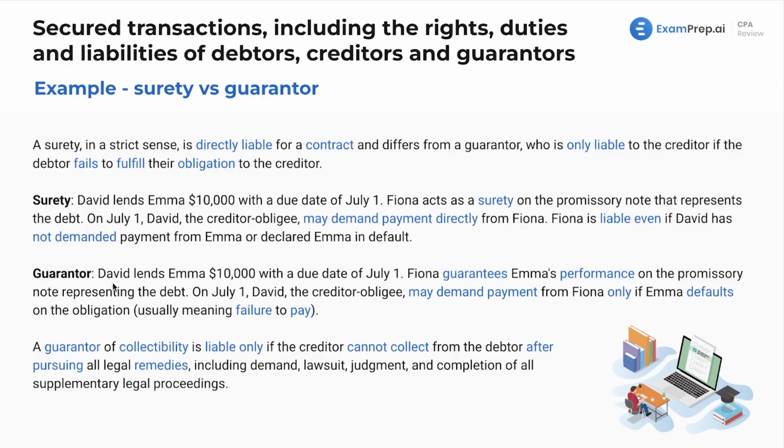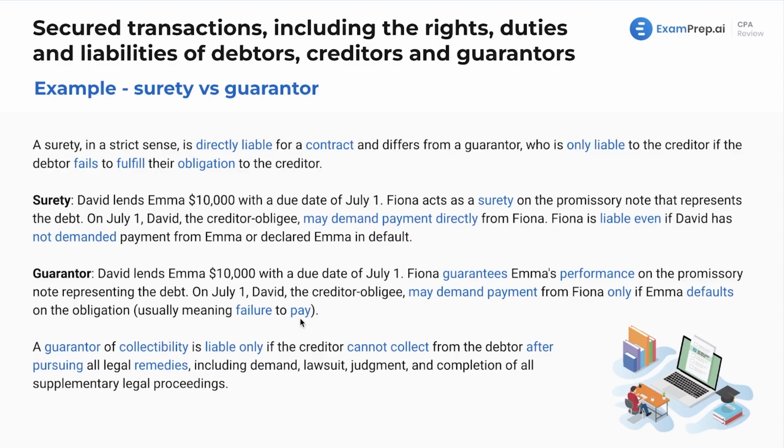Whereas for the guarantor, David lends Emma $10,000 with a due date of July 1st. Fiona guarantees Emma's performance on the promissory note representing the debt. On July 1st, David, the creditor obligee, may demand payment from Fiona only if Emma defaults on the obligation, usually meaning failure to pay. So making sure we understand the differences.